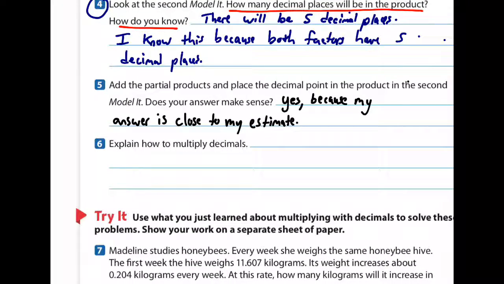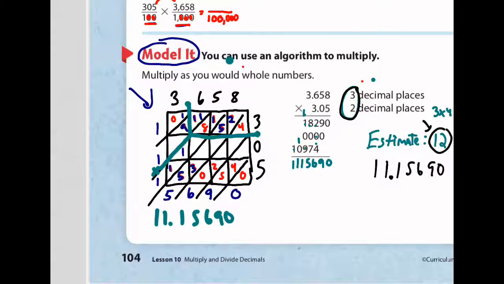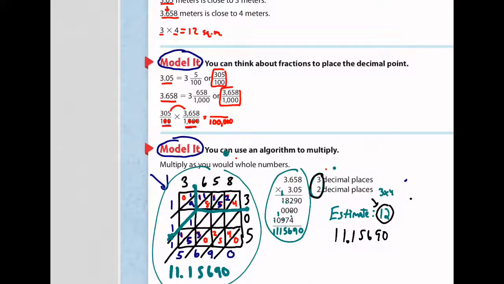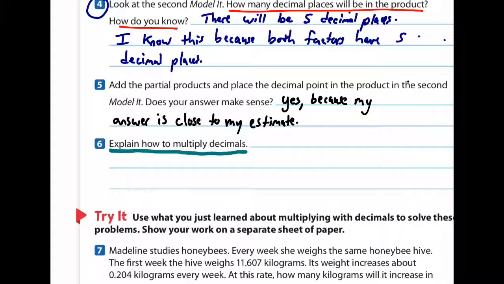You are now going to explain how to multiply decimals. So in your own words, I want you to write simply your explanation. Just so you know, as a review, we did the traditional way, we did a lattice, we did some estimating, we did lots of things to help you explain it. So 2 to 3 sentences, and that's it. Restart the video when you're done. Pause it. Do number 6. Go.